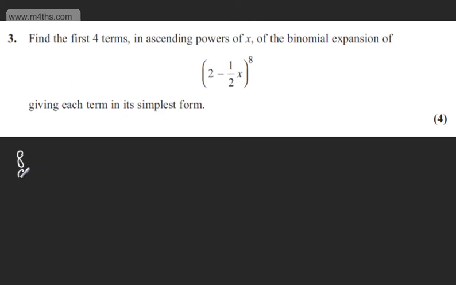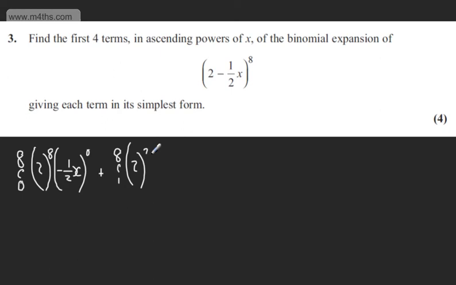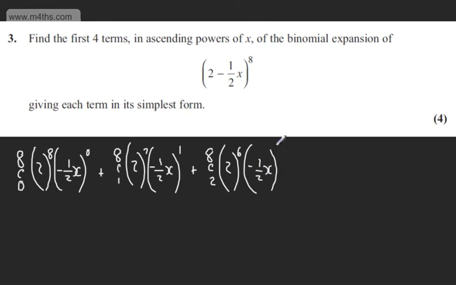So we'll have 8C0, we will have 2 to the power of 8, and we'll have (-1/2 x) to the power of 0. We will add to this now 8C1, we will have 2 to the power of 7, we will have (-1/2 x) to the power of 1. We will have now 8C2, we will have 2 to the power of 6, we'll have (-1/2 x) to the power of 2. Finally, we will have 8C3, we will have 2 to the power of 5, we will have (-1/2 x) to the power of 3.